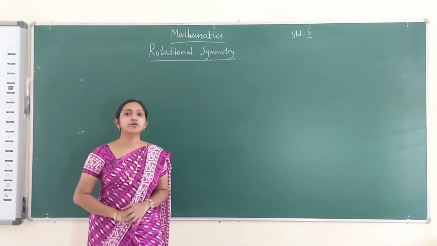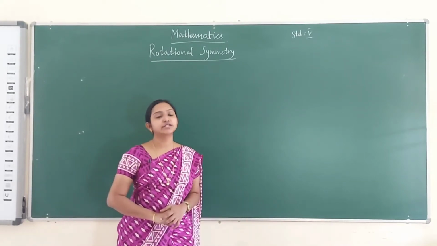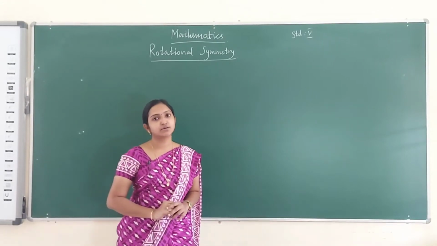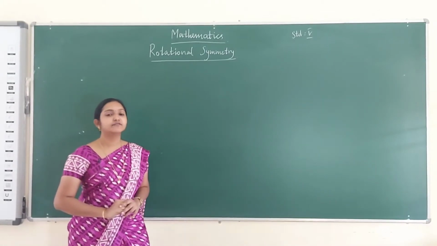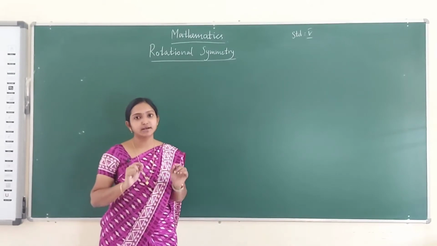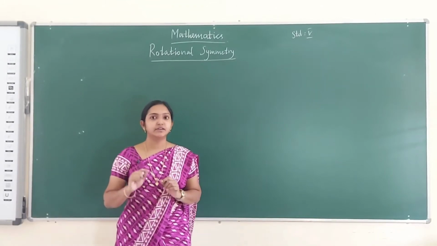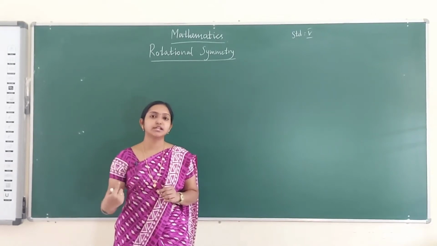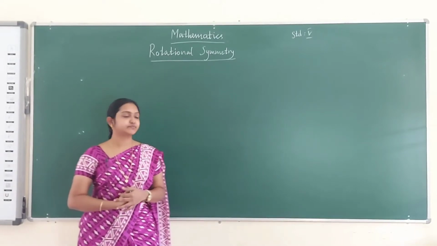In today's class we are going to learn about rotational symmetry. Rotational symmetry means when an object is rotated, it should look the same. Such objects are called rotationally symmetrical objects. We should rotate the object through its complete rotation of 360 degrees, and we should look at how many times the object looks the same as the original image. Such images are called rotationally symmetrical images.